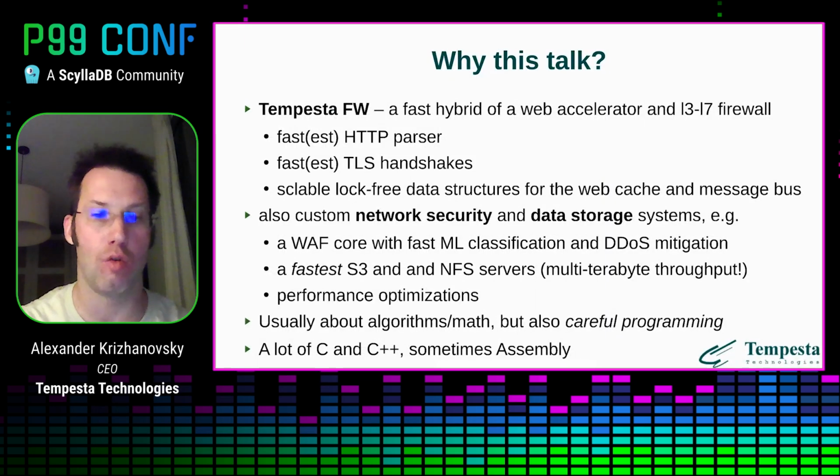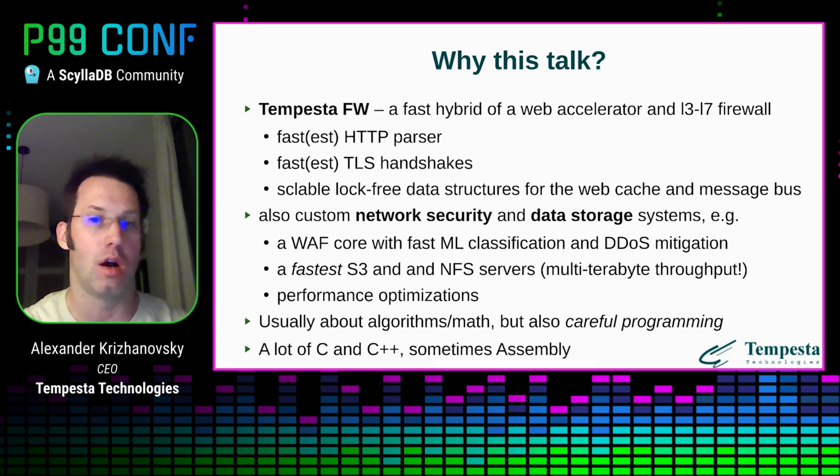My name is Krizhanovsky. I'm CEO of Tempest Technologies. To introduce why this talk, let me first talk about what we actually do. We develop high-performance software. The first one is Tempest FW. It's a fast hybrid of HTTP accelerator and firewall. In this project, we developed a very fast, or maybe the fastest, HTTP parser, and fast or fastest HTTPS TLS handshakes. We also use a bunch of lock-free data structures for web cache and for message bus. So we target security and performance with Tempest FW.